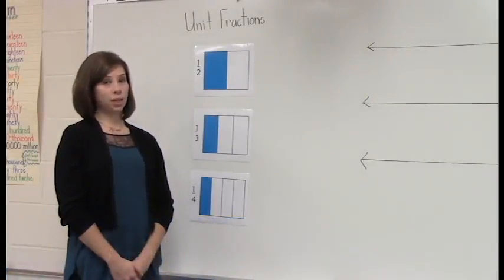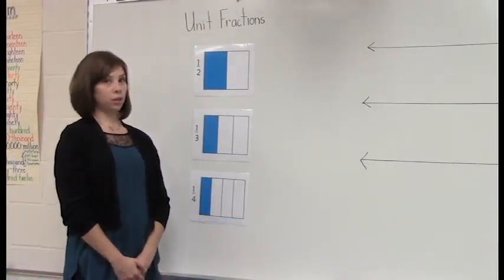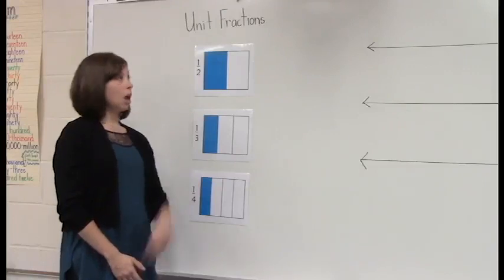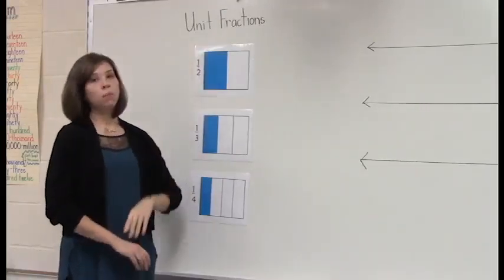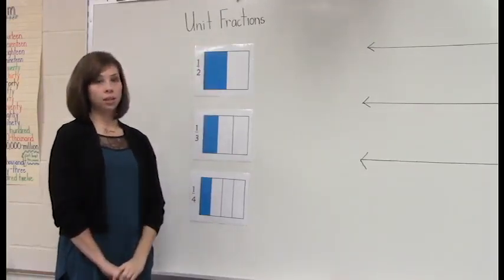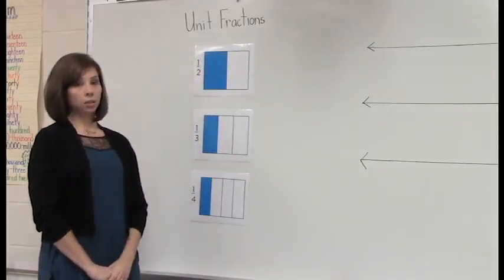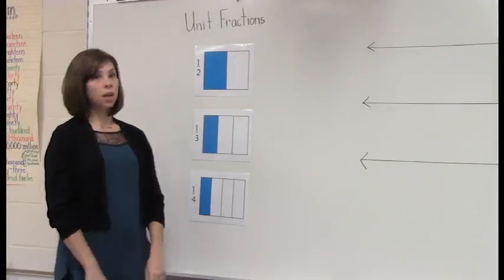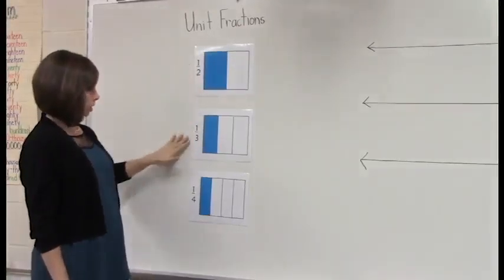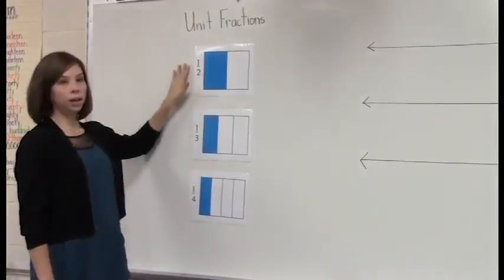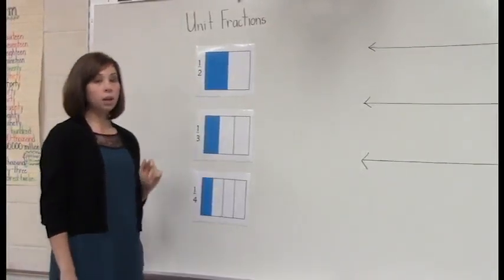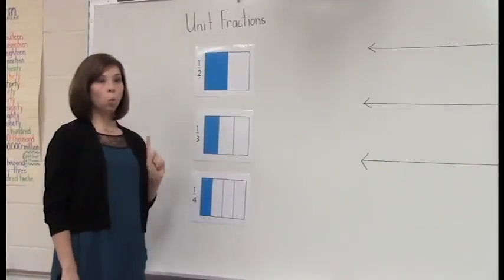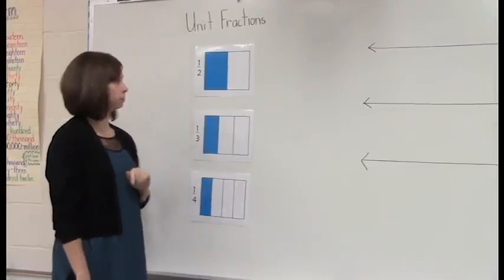Today, we will be representing unit fractions using pictures and number lines. A unit fraction is one part of a whole that has been divided into equal parts. Let's take a look at some unit fractions that have been represented using pictures. If you notice, all of these unit fractions have 1 as the numerator. That's because I am only considering one part out of the whole.